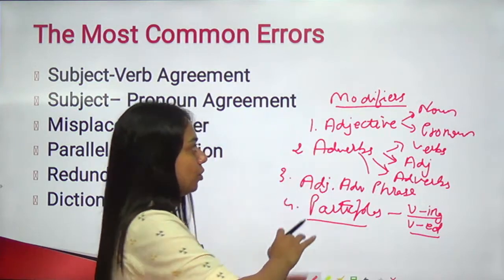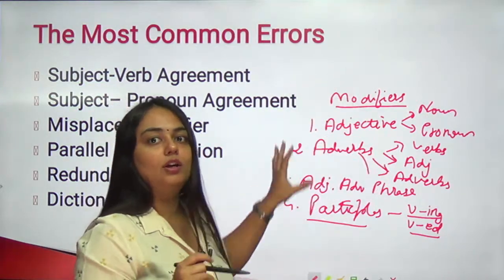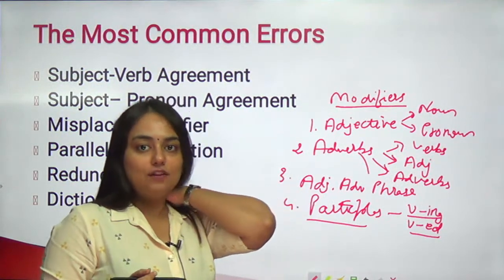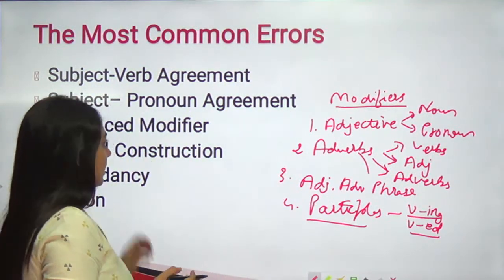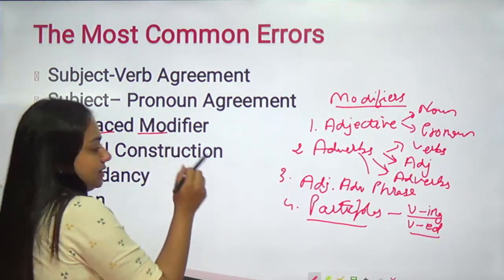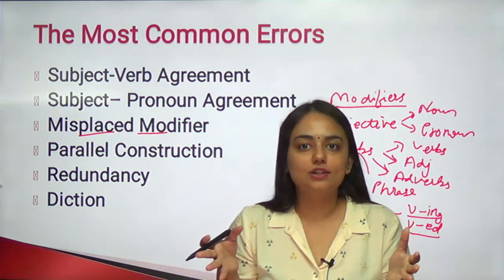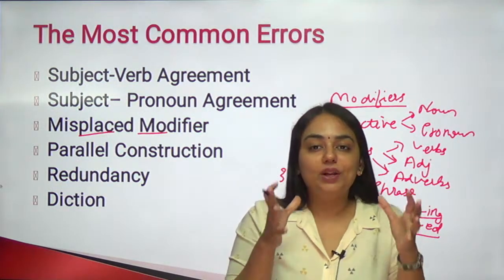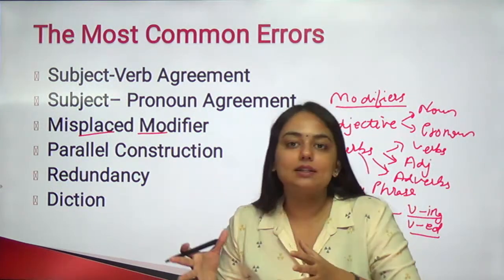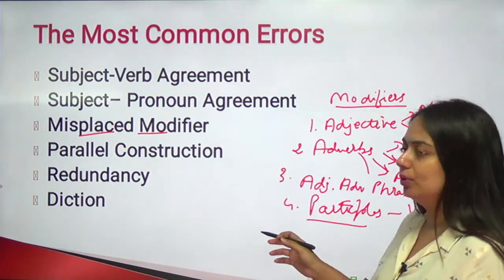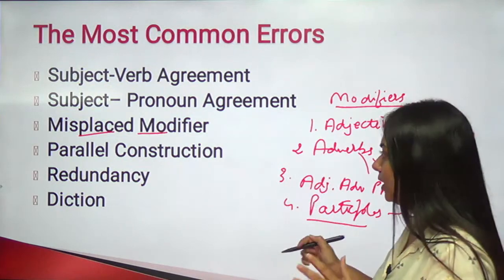So these are the four things that can be modifiers. Gerunds and infinitive we can cover up some other day. I've already given you one example. Now misplaced means the placing of this modifier word or the modifying phrase is not right. You have to place the modifier with the thing it is modifying. Basically, I'll show this with an example also, and it will become very clear then.